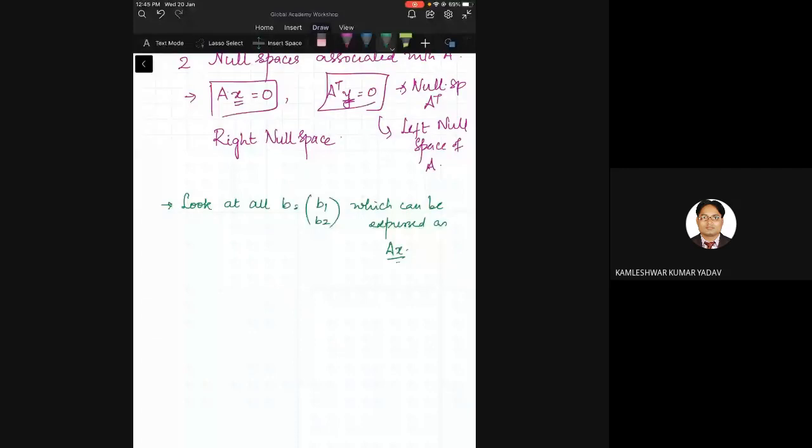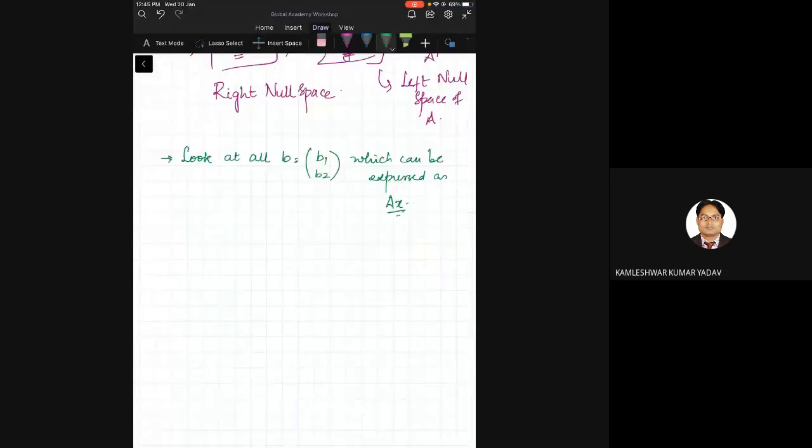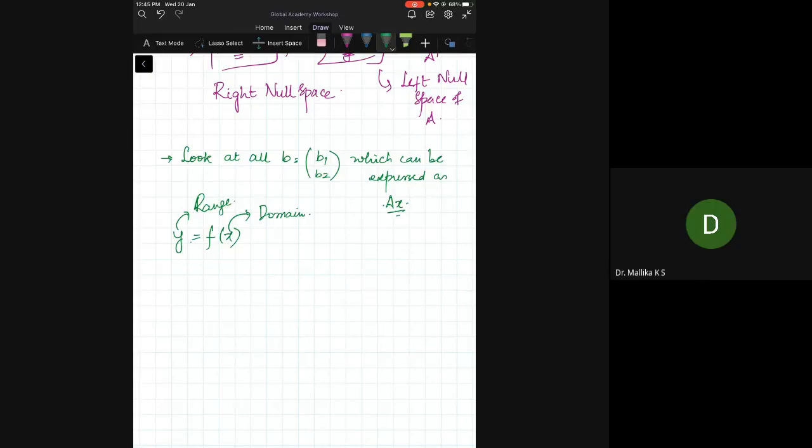Why is this very important for me? For example, let us look at this. What does this basically mean? If I take a function y equal to f of x, what do I call the set of values that x can take? This is basically the domain. And what about y? That's basically the range of this function. Is that correct?